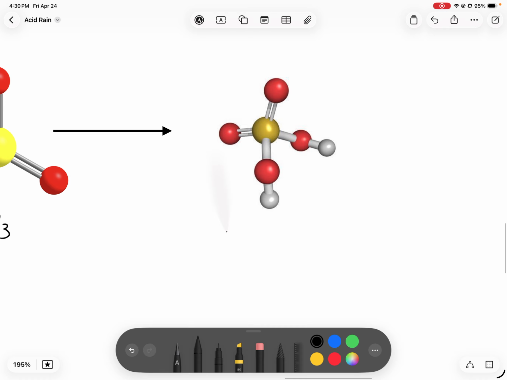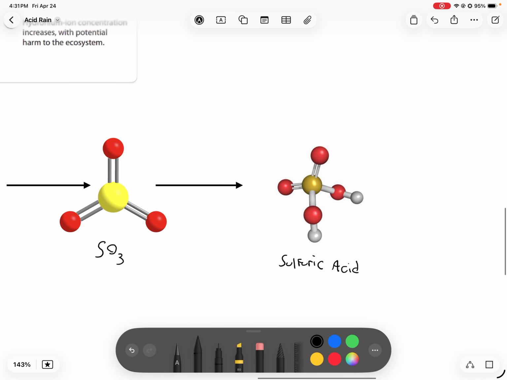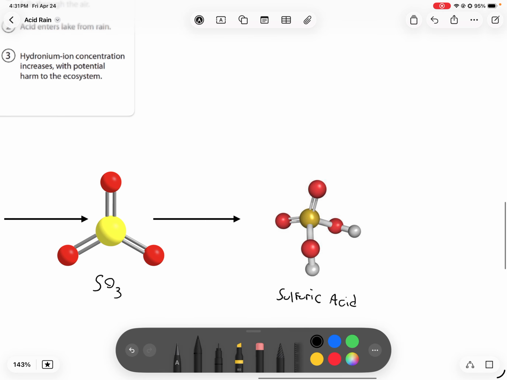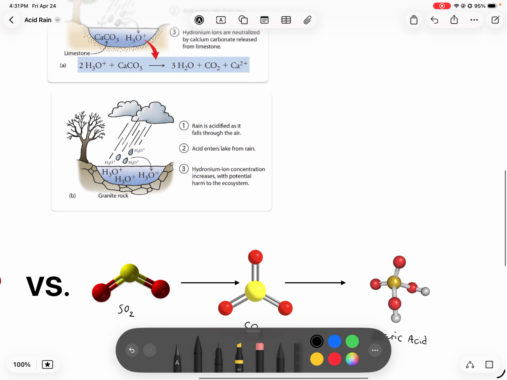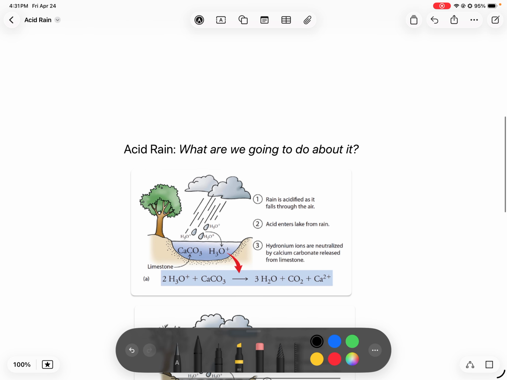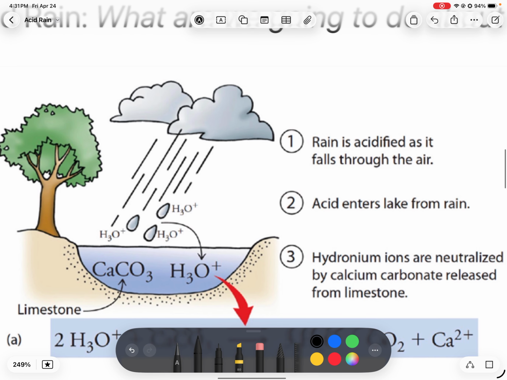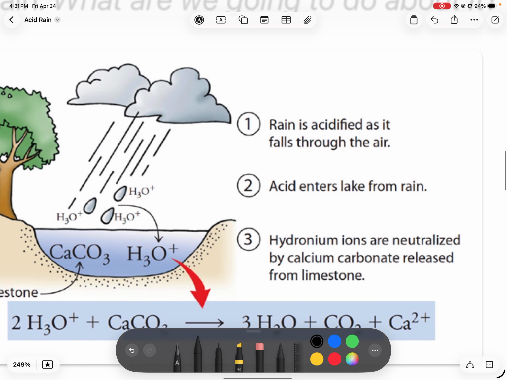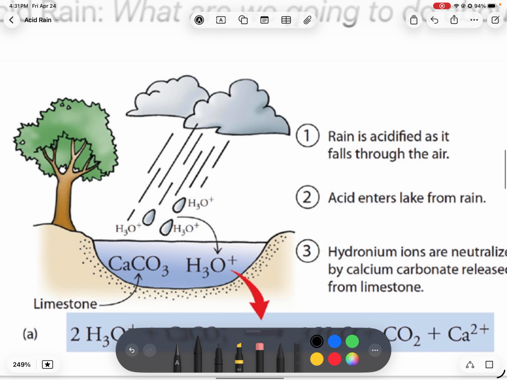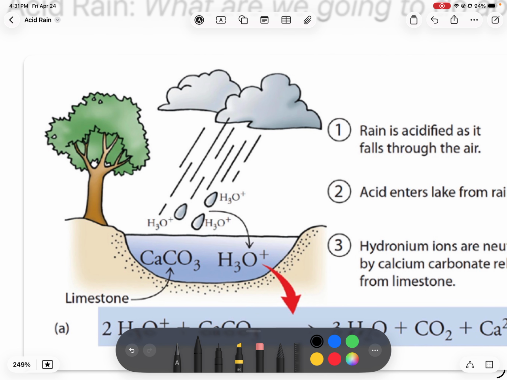So this here is the monstrous compound known as sulfuric acid. And it's in the name. This is a very strong and very corrosive acid. So when this is combined with water that's usually part of rainfall, what you get is acid rain. So that's how you get this problem involving acid rain. In this diagram, we can see step 1, which we just explained, is that the rain is acidified as it falls through the air. Then step 2, the acid rain, of course, is going to fall down to the ground.